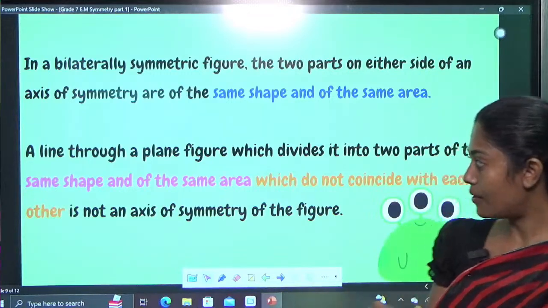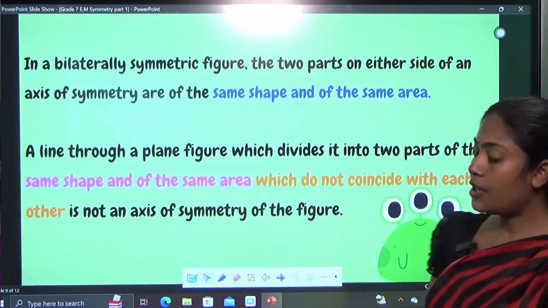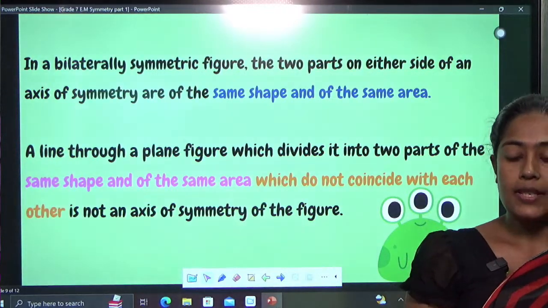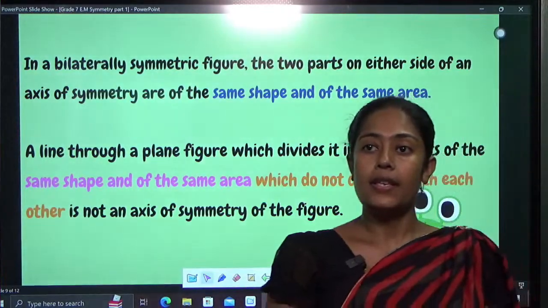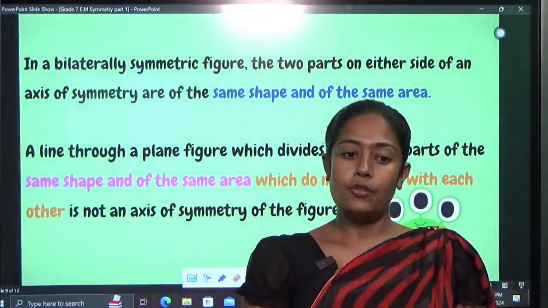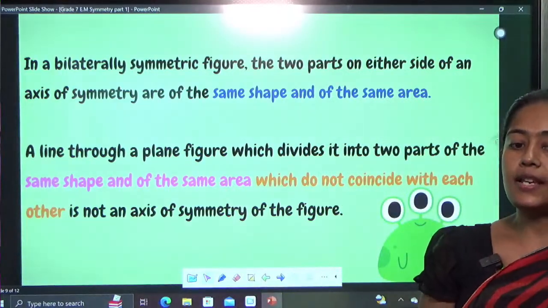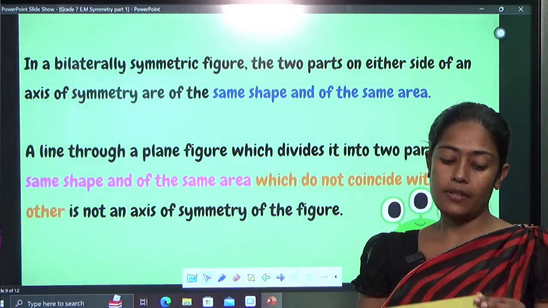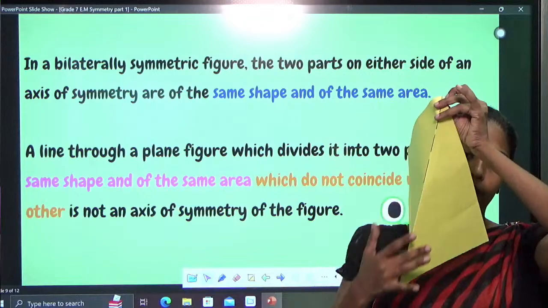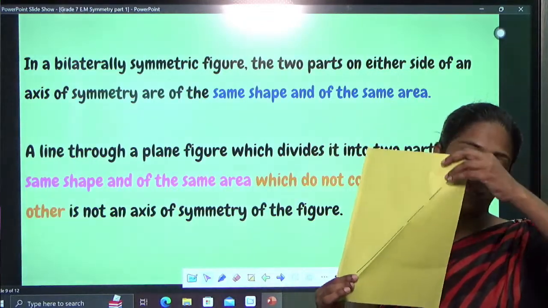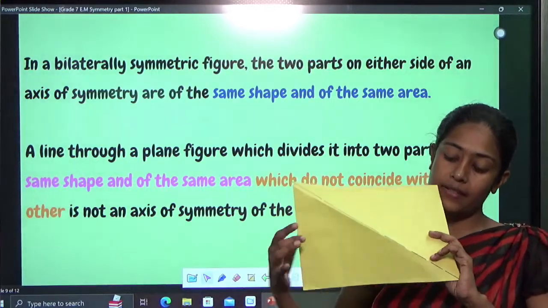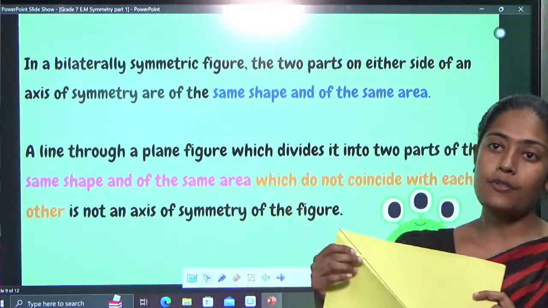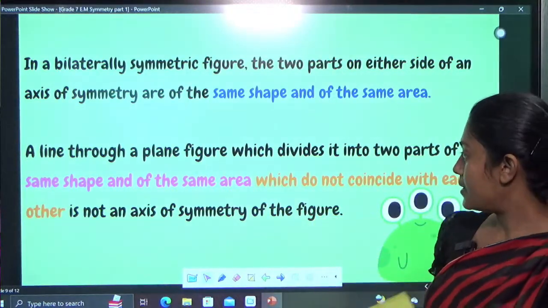Okay. So, you have to note down this one also. A line through a plane figure which divides it into two parts of the same shape and of the same area which do not coincide with each other is not an axis of symmetry of the figure. So, this line is not a symmetrical axis also, right. You can draw a rectangle and mark like this, and you can show this one. Finally, you have to note down these 2 lines.